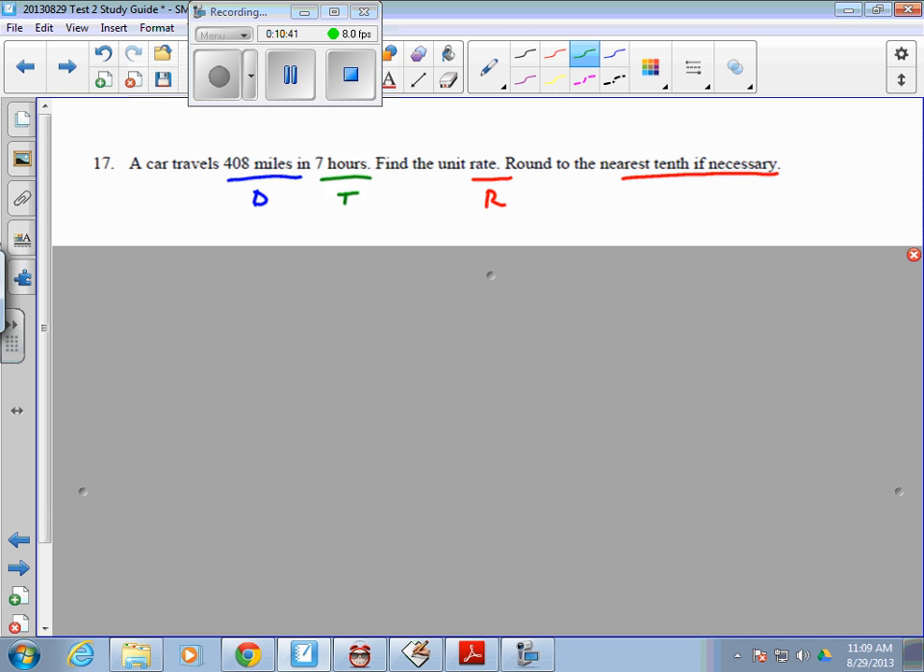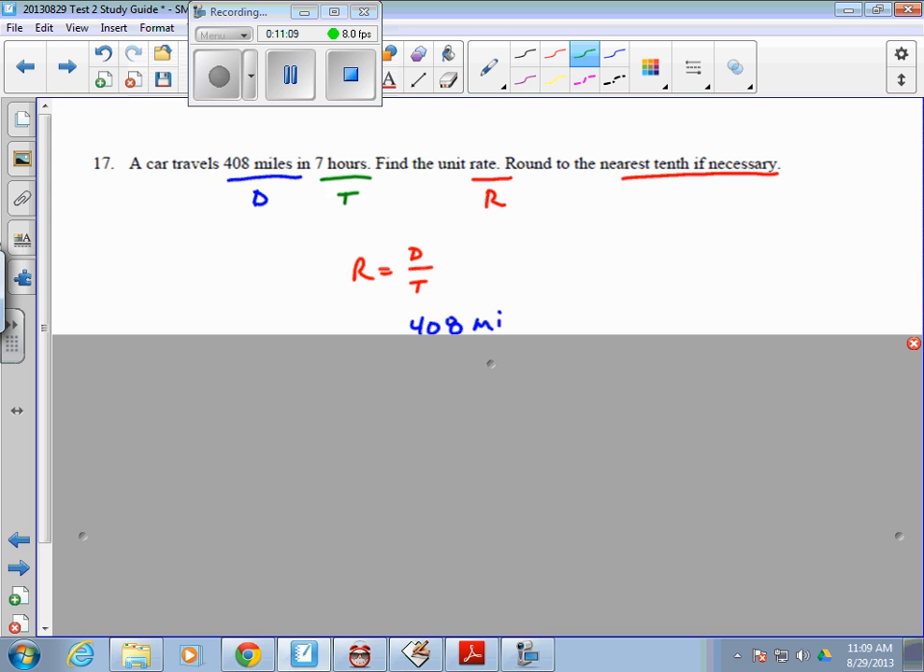17 says a car travels 408 miles in 7 hours. Find the unit rate. So unit rate, that's speed, everybody. That's R. When you're looking for a unit rate, that's the only one up there that doesn't have a value attached to it. There's a number 408 for distance, and there's a number 7 for time. You have to understand that a unit like miles means distance, and a unit like hours means time.